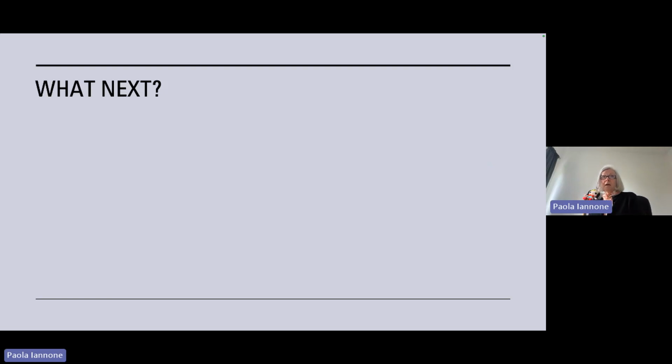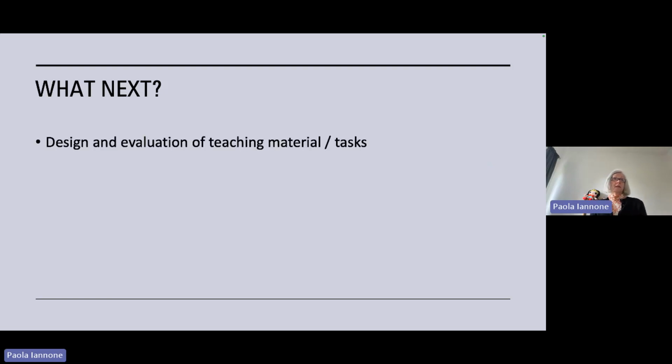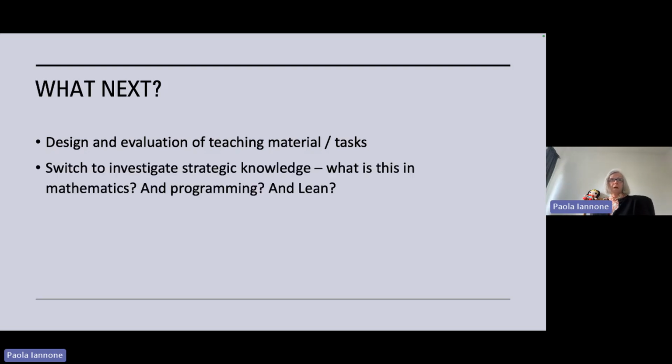So what is it that we should really be doing next? I think this idea of design and evaluation of teaching material and teaching tasks is really important. There is a lot of design and not a lot of evaluation, and I would like to see a little bit more educational evaluation of teaching material. There is also the investigation of strategic knowledge. What is this in mathematics? What is this in programming? And what is this in Lean?